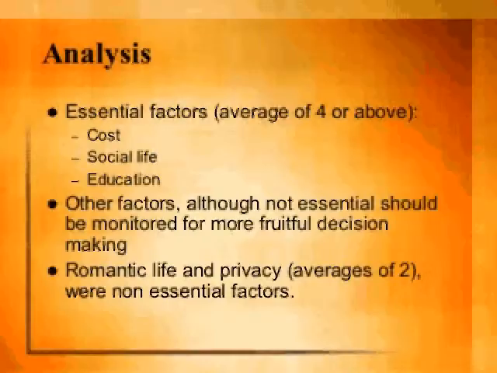The higher averages of 4 and 5 indicate that these factors are going to be essential when Billy makes his decisions. These factors included cost, social life, and education. Other factors, although not essential, should be monitored for more fruitful decision making. Romantic life and privacy with averages of 2 ended up being non-essential factors.